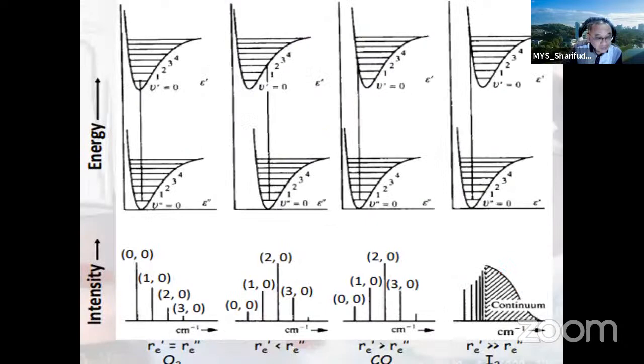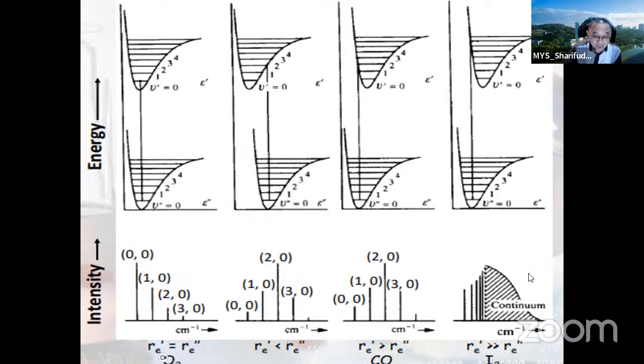It's the same thing here. For different molecules, for example oxygen, the Re prime is almost equal to the Re double prime. That means you will see a spectrum like this. But for carbon monoxide, Re prime is more than Re double prime. For carbon monoxide, it looks like this. And for iodine, for example, it will look like this because Re prime is much bigger than Re double prime. So you will see a continuum like this.